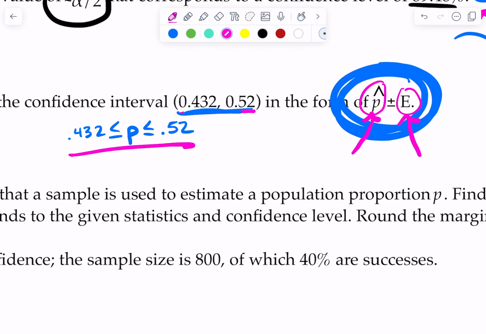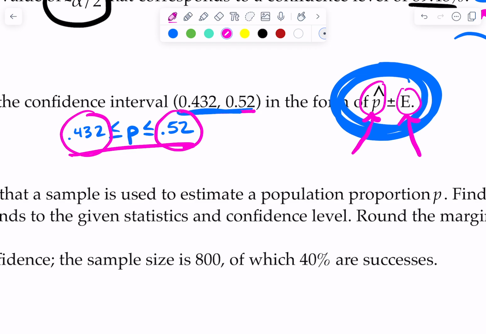Okay? Find P hat, find the error. Anybody completely lost? Average. You add those two together and then divide by 2. So P hat plus the error will give you this guy. P hat minus the error will give you this guy.